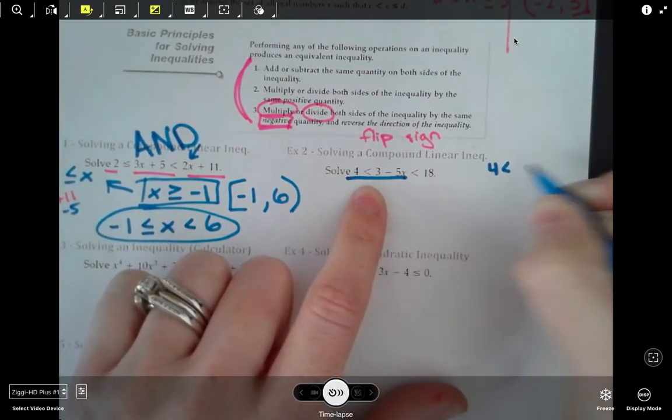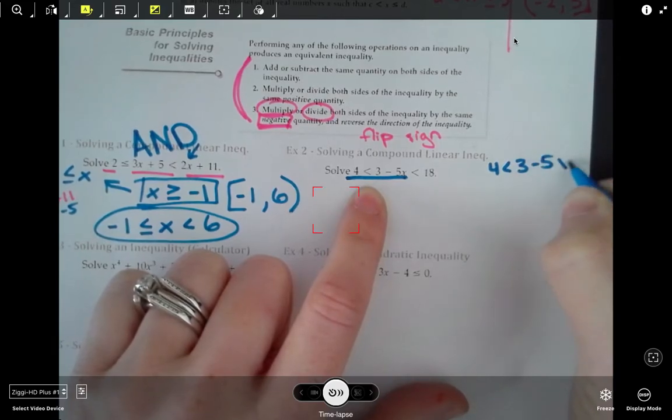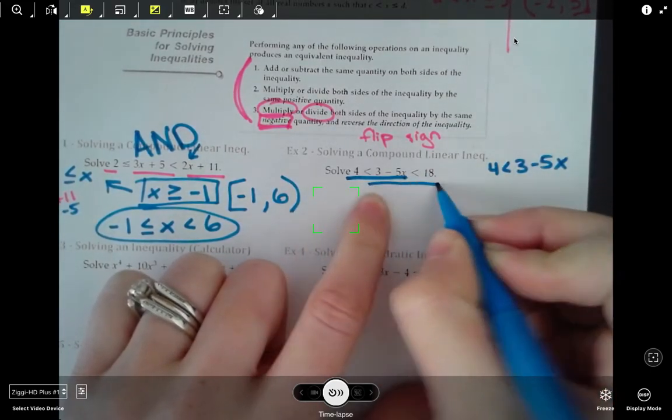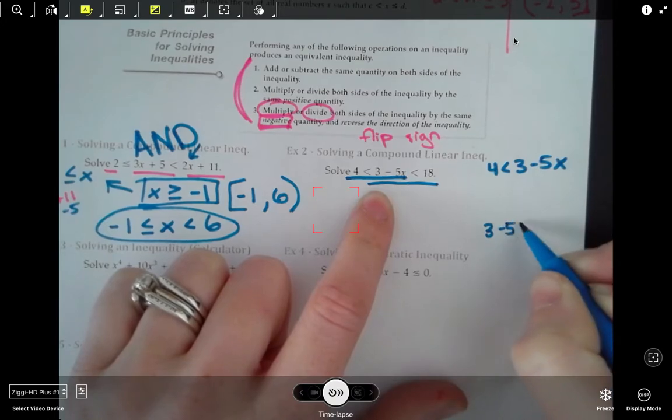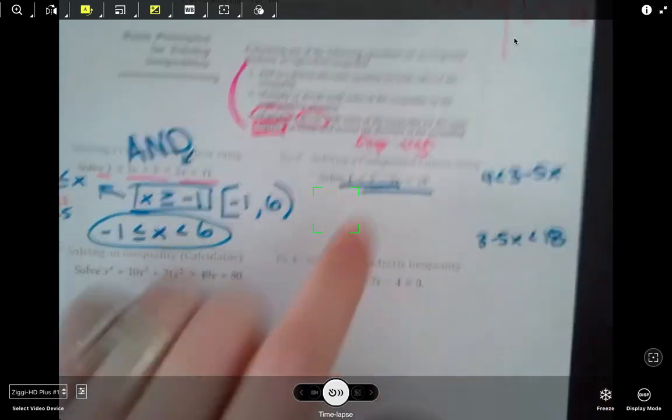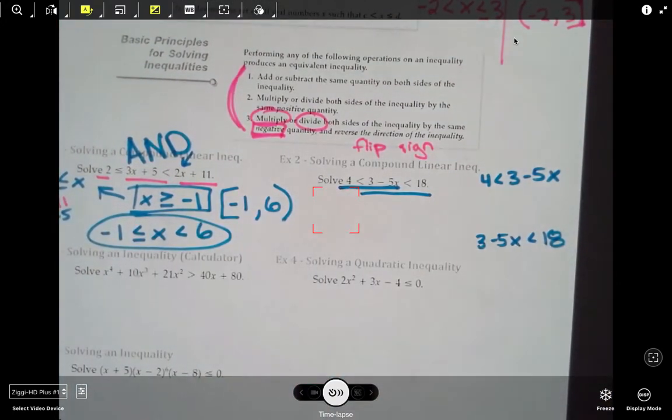So 4 is less than 3 minus 5x. And then the other one is this piece, 3 minus 5x is less than 18. Okay, and then we solve this guy. Oh boy. Let's do the top one first. So what do you do there?